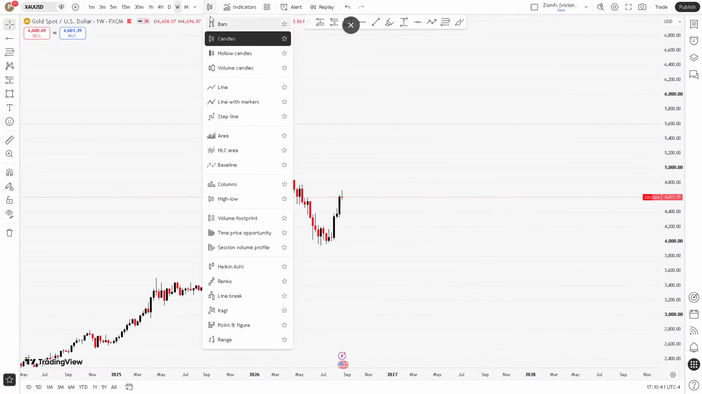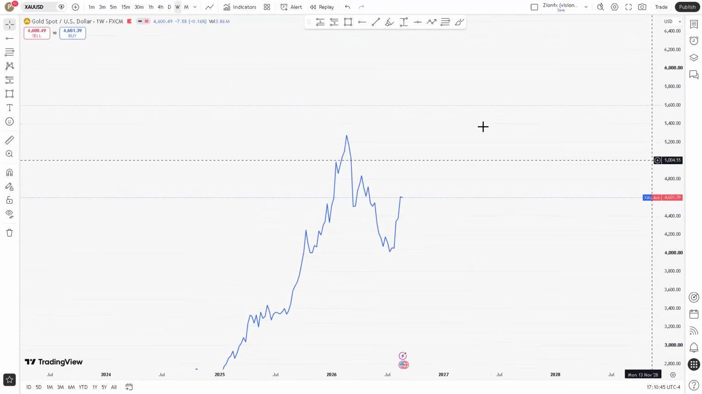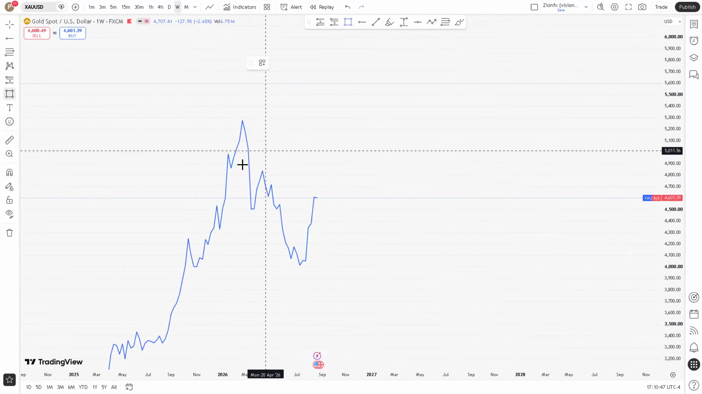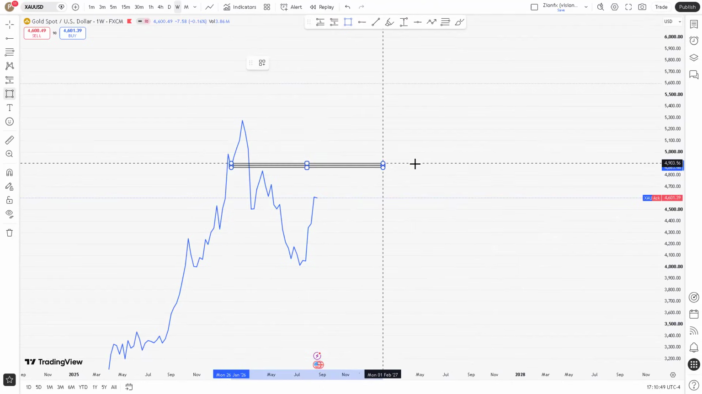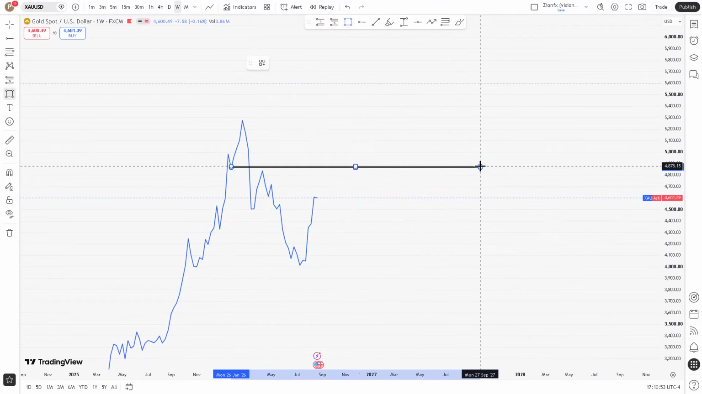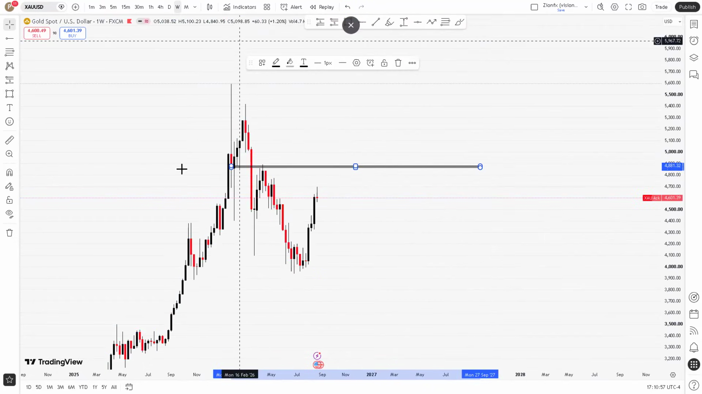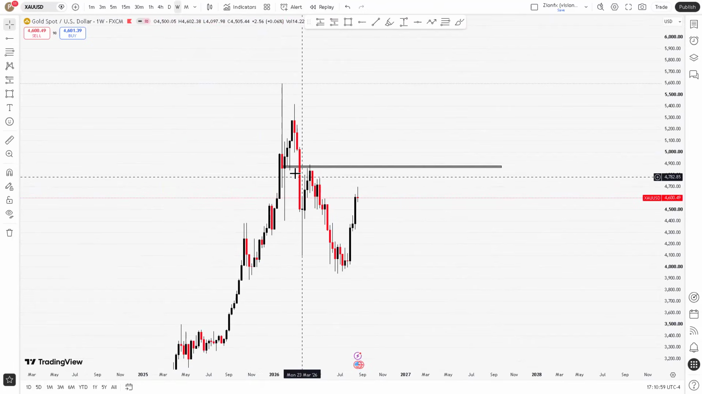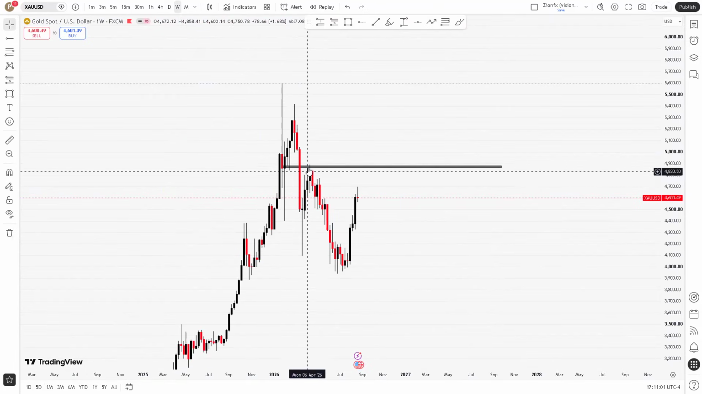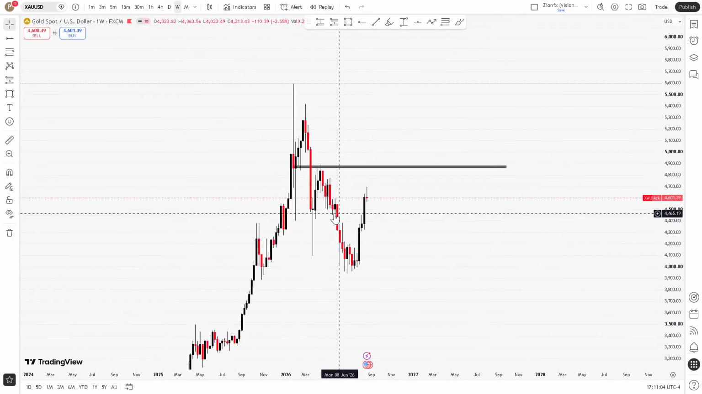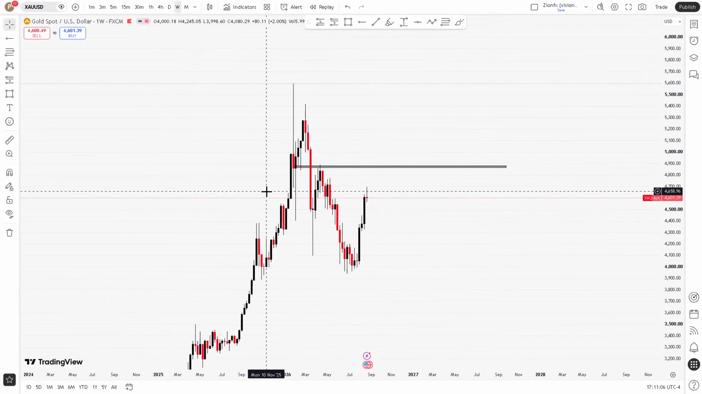Just go to your chart, then turn it to a line chart. Once you turn it to a line chart, this is a key level right here from the weekly time frame perspective. This is the key level, and I'm going to show you from the candle chart. You can see from the candle chart that the market has reacted from that level. In fact, gold created a strong move to the downside from that level. So you can see how interesting it is.